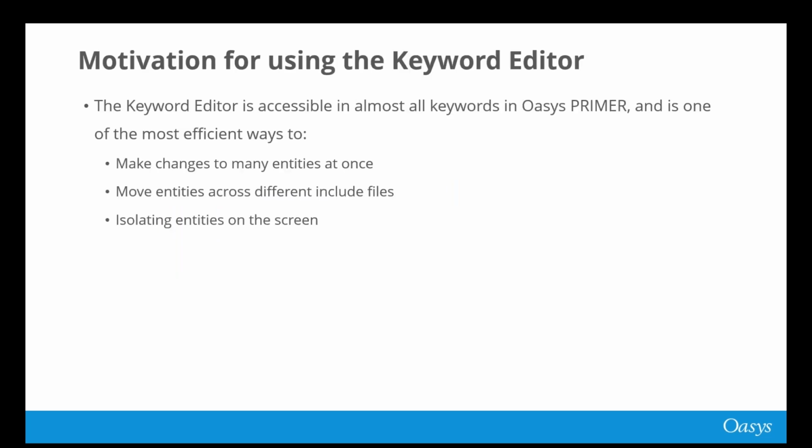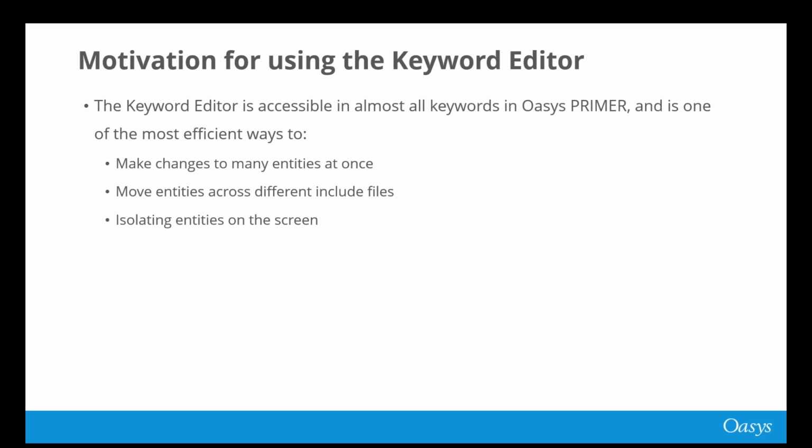A little bit of motivation as well for using the keyword editor. The keyword editor is accessible in almost all of the keywords in Oasys PRIMER. So for example, if you want to make changes to parts, sections, or different entities such as shells, solids, beams, and so on, you can always open up the keyword editor to do all of these functions.